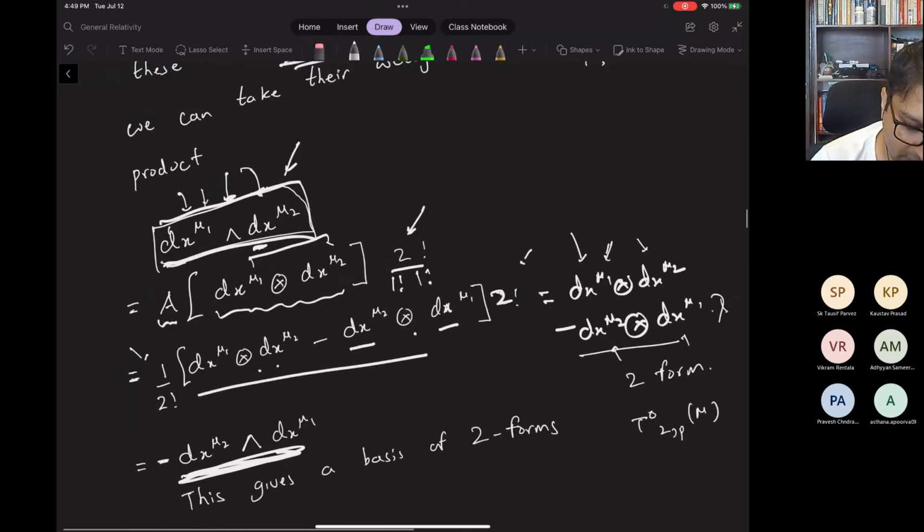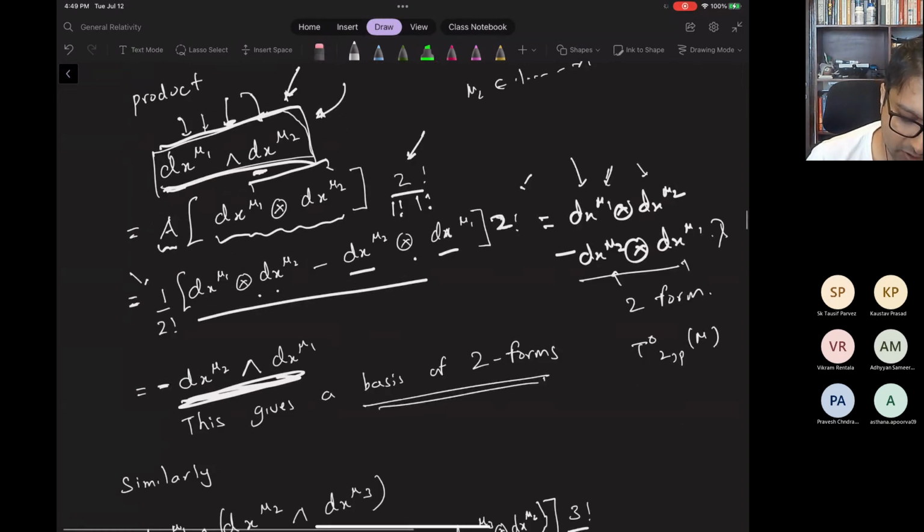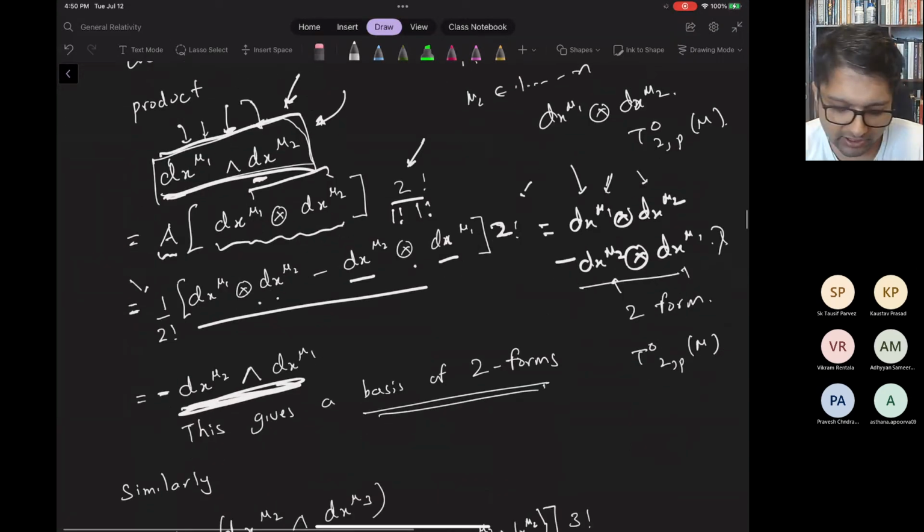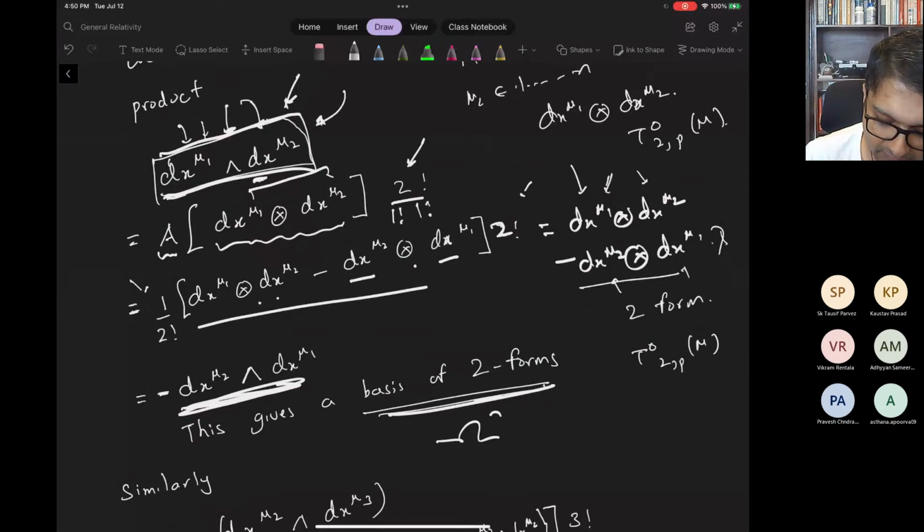And these objects that we've constructed, so if I take mu1 belonging to any one of 1 through n, mu2 belonging to any one of 1 through n, all such unique objects that I can construct give me a basis of two forms. Just like dx mu1 tensor product dx mu2, for any choice of mu1 and mu2, is a basis of tensors of type 0-2, this wedge product gives me now a basis of two forms. These are specifically the fully anti-symmetric tensors of type 0-2. So these are anti-symmetric tensors of type 2 on the manifold M at the point P. So these are two forms, and this is a basis of two forms.